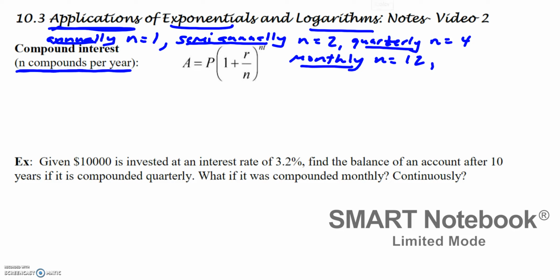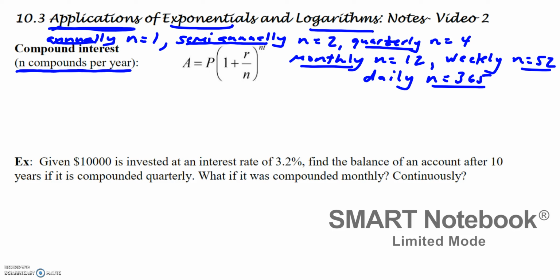You could also maybe say weekly, where I think you can assume 52 weeks in a year. And you could also say daily, which you could say n is 365. But some banks are only open, they have a couple holidays, so you could say 360 instead, but just to get the idea of all of these.